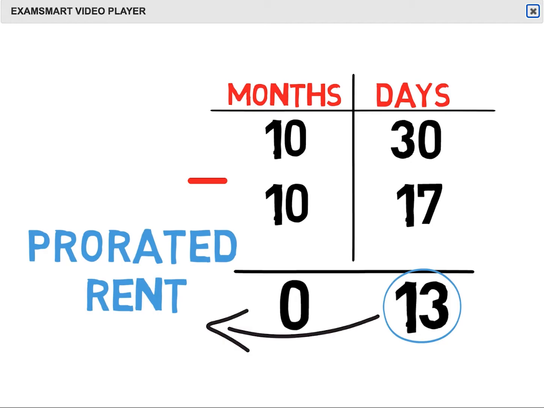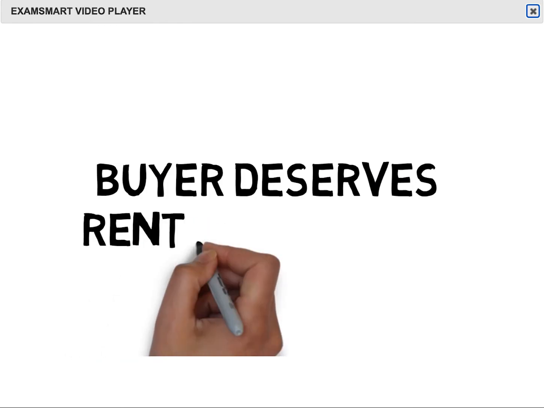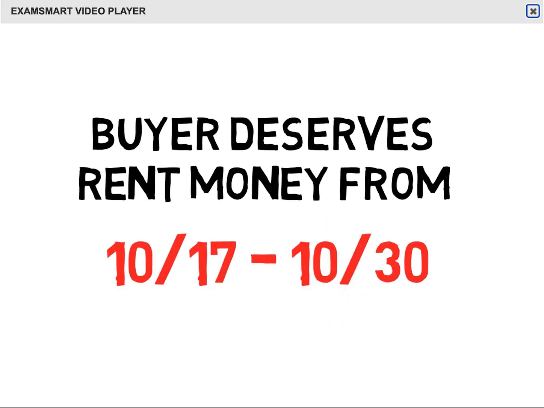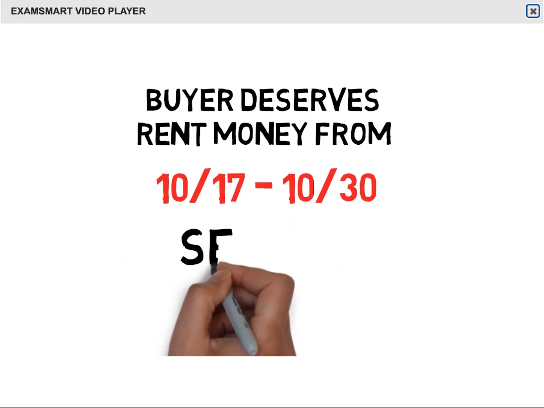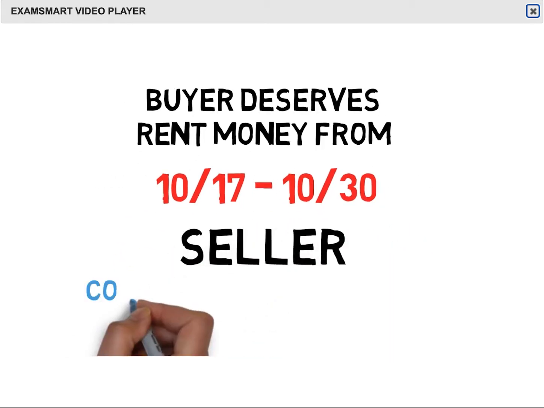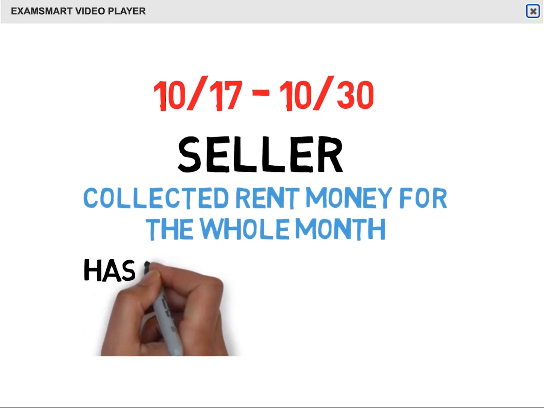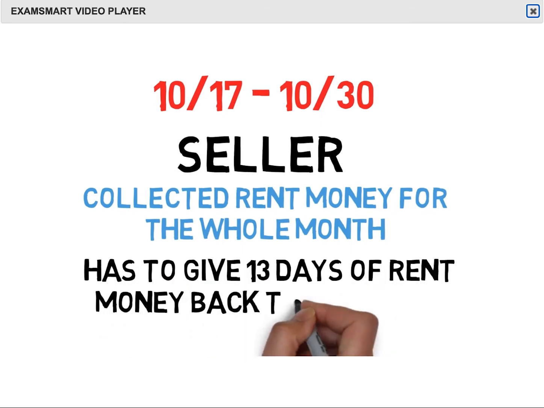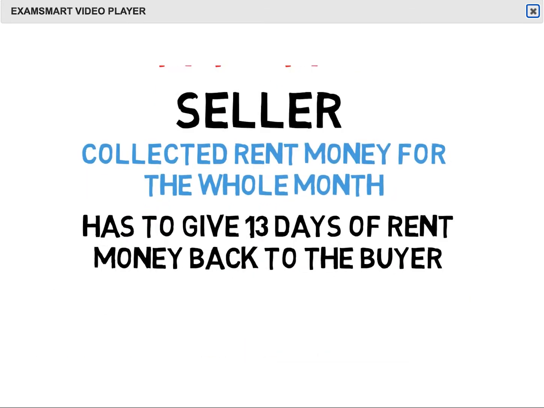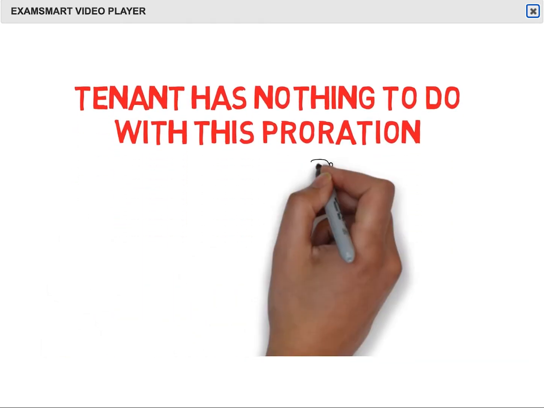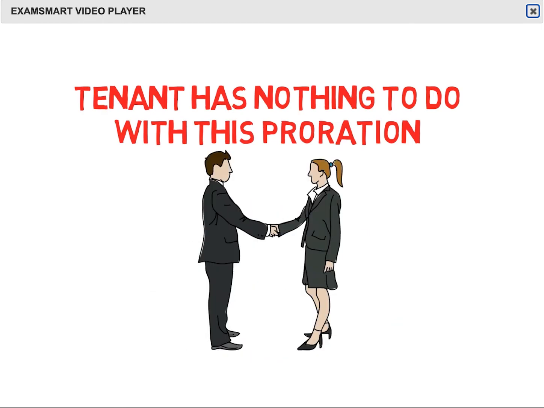Basically, the buyer who closes on this rental property on October 17th deserves the rent money from October 17th to the 30th. Who already has that rent money is the seller of the rental house, who collected the entire rent money for the whole month, October 1st through October 30th, on the 1st of October. So the seller has to give 13 days of the rent money back to the purchaser of this rental property. Keep in mind the tenant has nothing to do with this proration. This is simply between the seller and the investor buyer.